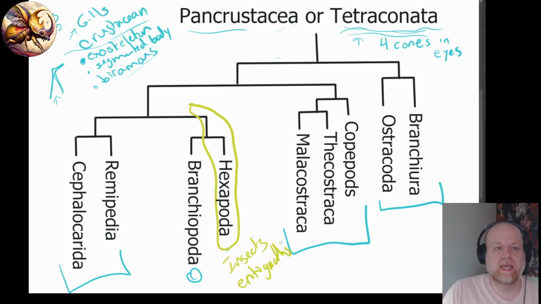So the insects don't generally have gills. Some of them do have a tracheal gill system, but those are secondarily evolved. The archetypical insect does not have gills. The insects do not have biramous appendages. Insects do not have oxygen in their blood.